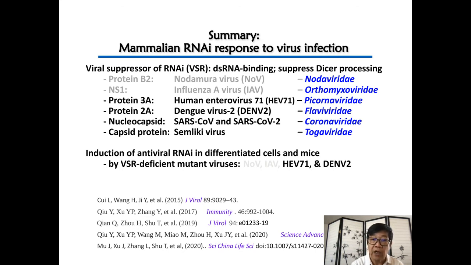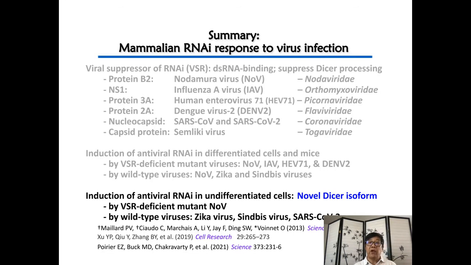Okay, and I have to wrap up. Wild-type virus can also induce RNAi, and it's known for quite some time now that infection of undifferentiated cells by wild-type virus or mutant virus can induce RNAi. And the recent paper published by Cateno Sosa's lab shows a novel dicer isoform in stem cells confers essential roles in antiviral RNAi.